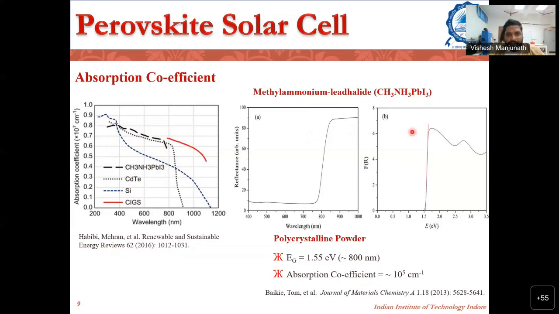Then methyl ammonium lead iodide, when they take the reflectance, similarly the axial reflectance, we can see that it actually absorbs everything from 400 to 800 nanometers. So this is the exact spectrum we talked about in our previous slides when we spoke about 70% of the incident sunlight. So it can completely absorb 70% of the sunlight which is falling on the earth, and the corresponding band gap of around 1.55 electron volt this CsSnPbI3 possesses, and the absorption coefficient is 10 power 5 per centimeter.